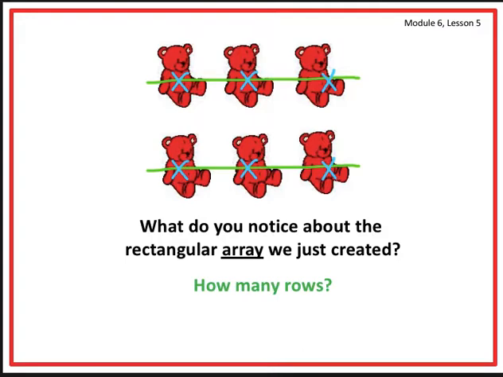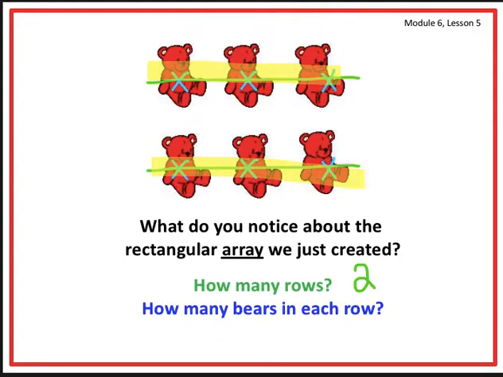All right, how many rows are there? Well, I can't remember. Are rows up and down or are rows side to side? Oh yeah, rows are side to side. So there are 1, 2 rows, okay? How many bears are in each row? 1, 2, 3. 1, 2, 3. There are 3 bears in each of those rows. How many bears are all together? 6. All right, let's move on to another one.